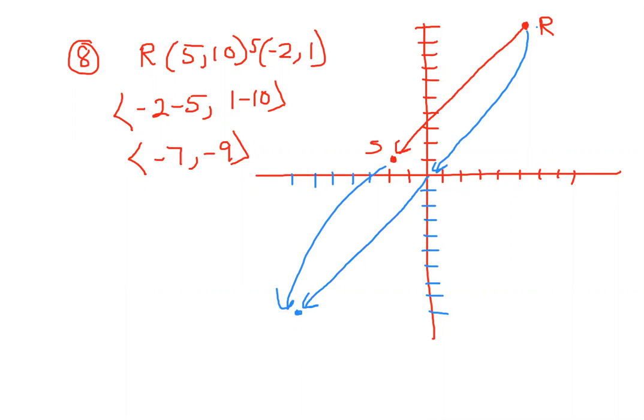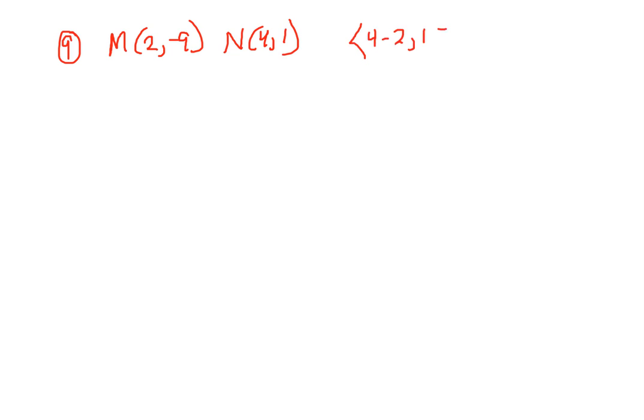It says give the component form, the magnitude, and the direction angle for each vector. So now we're putting everything together, what we did on the front page and what we did here. So let's look at number 9. We've got M is 2, -9, and N is 4, 1. First thing we have to do is put it in component form. The component form is going to be 4 minus 2, 1 minus -9. Remember, order matters. N is the terminal. We do terminal minus initial. So the component form is 2, 10.